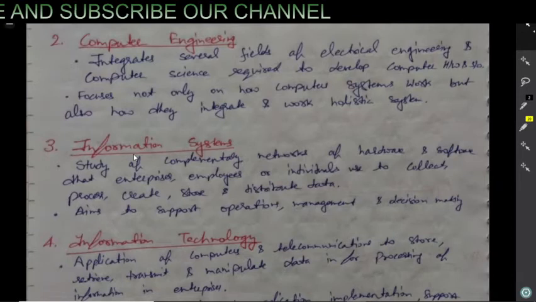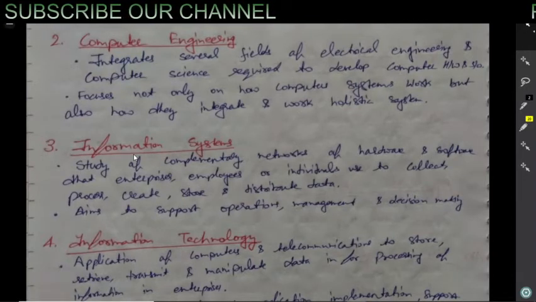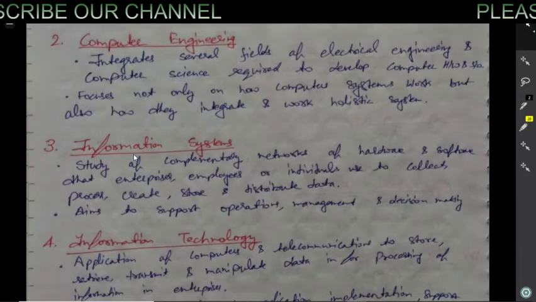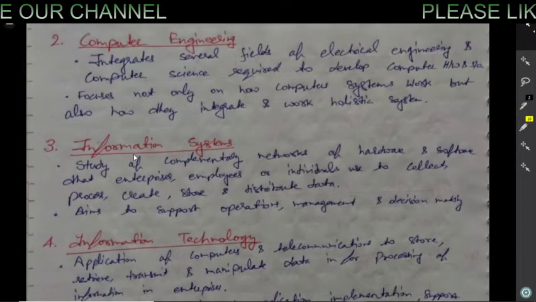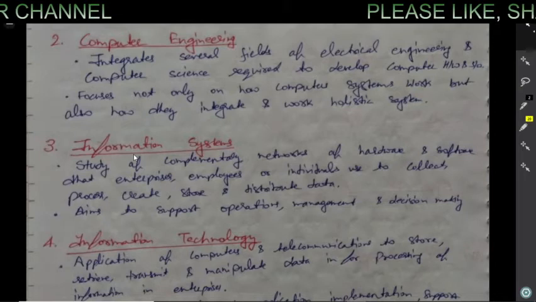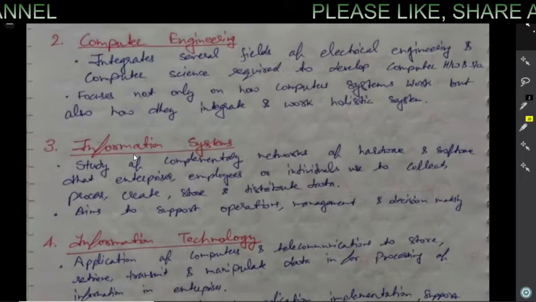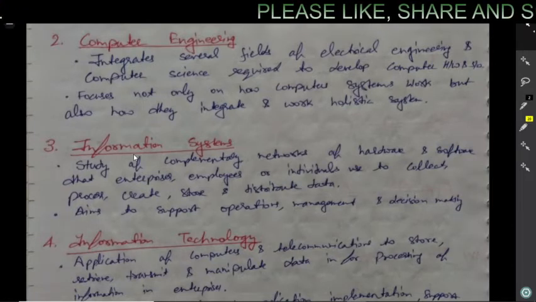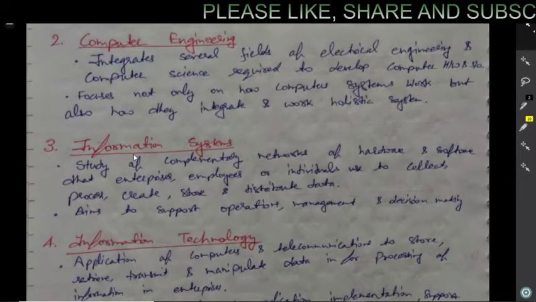Information system क्या होता है? Study of complementary network of hardware and software that enterprises, employees or individuals use to collect, store, process and distribute data. ठीक है, इंफॉर्मेशन सिस्टम है, चैप्टर 4 में भी आता है IS. Aims to support operation, management and decision making.